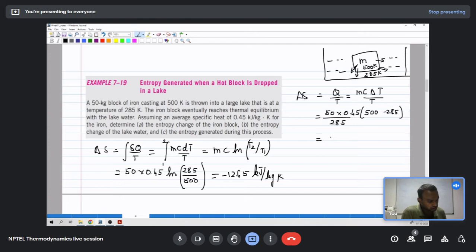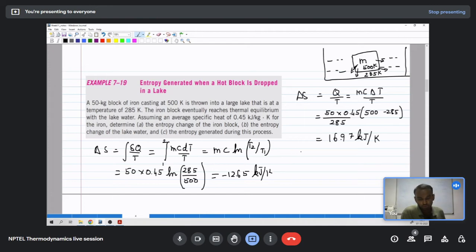So this is 16.97 kilojoule per kg. Sorry, it's kilojoule per Kelvin, because we have already multiplied with the mass. So the entropy change of the lake is positive, because heat is getting added to the lake, whereas for the iron block, the entropy change is negative, because heat is removed from the iron block.